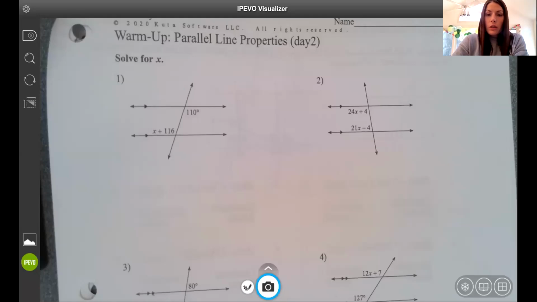Yeah, Emily, go ahead. Is it the alternate interior? Yeah, exactly.